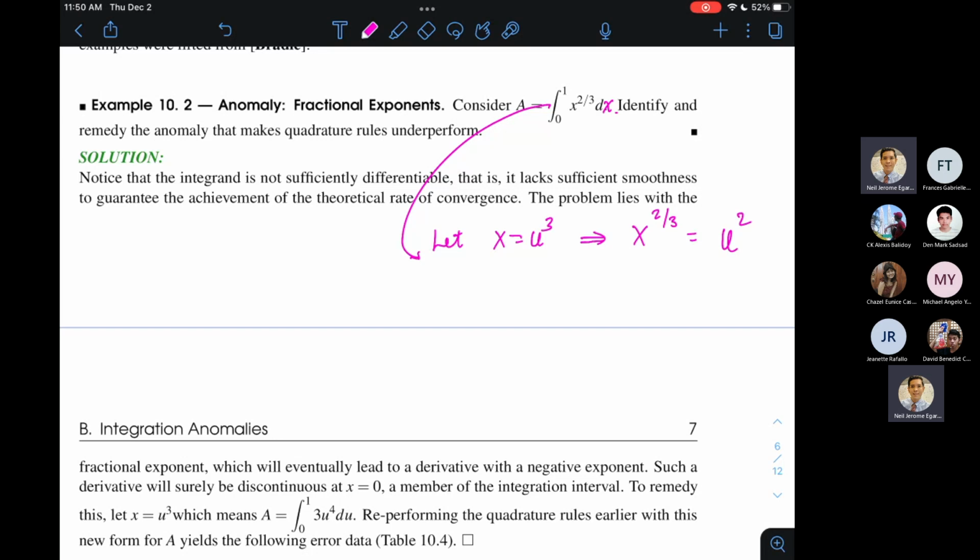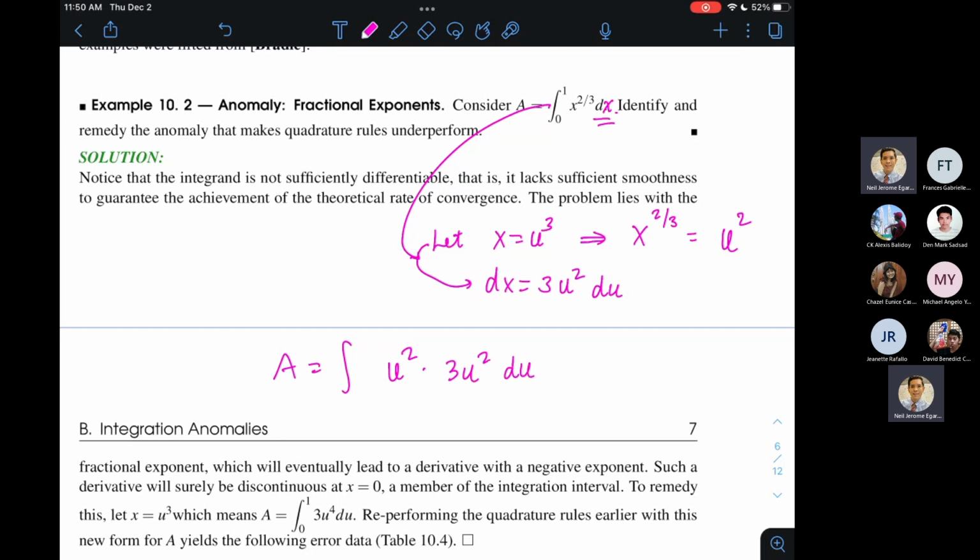And then dahil nagpalit ako ng variable, dapat magpapalit din ako ng differential. So the dx should be replaced by du, but implicit differentiation will tell us that dx is equal to 3u squared du. All right. Now, putting these substitutions into our integral a, we can write it as x to the 2/3 will be replaced by u squared. Dx will be replaced by 3u squared du.